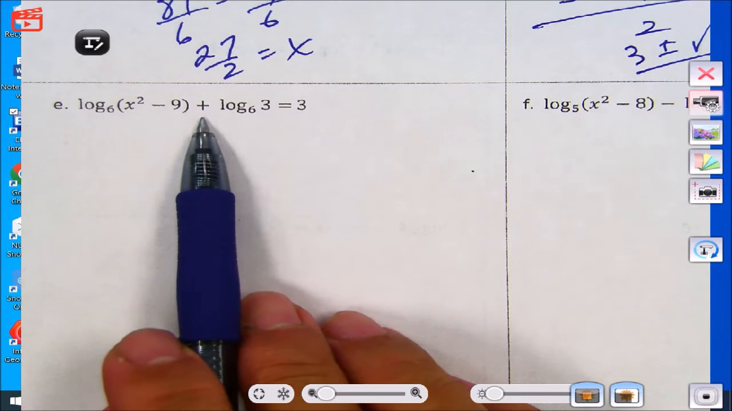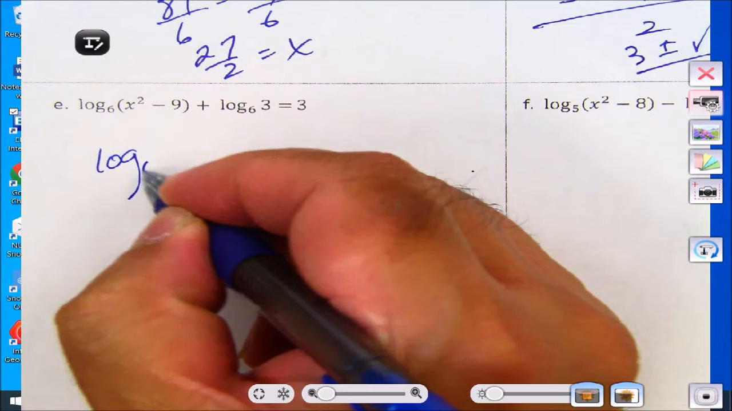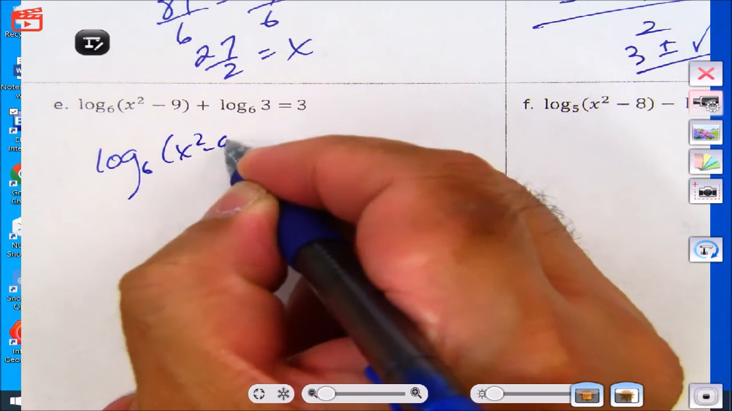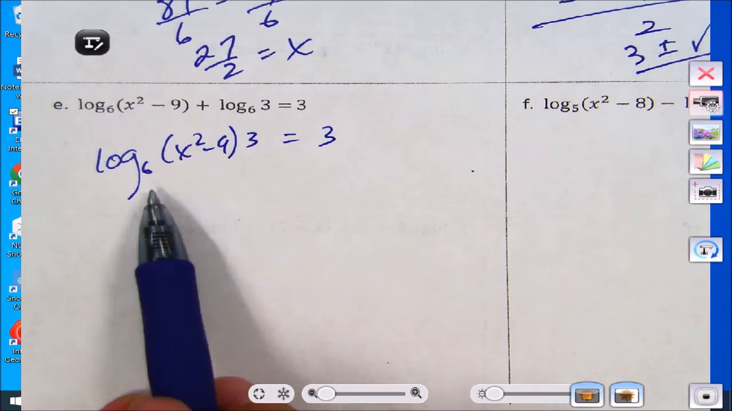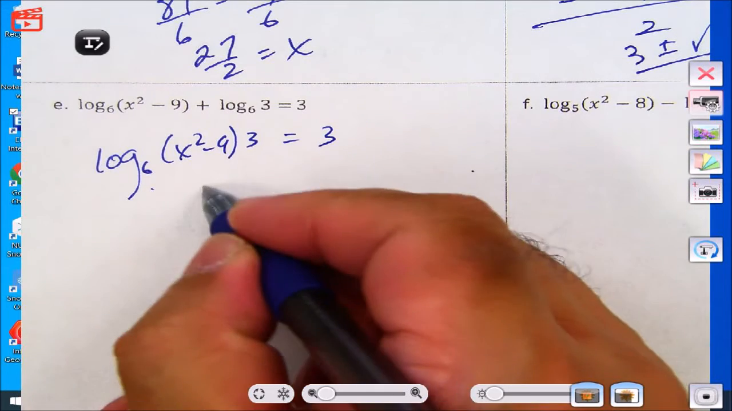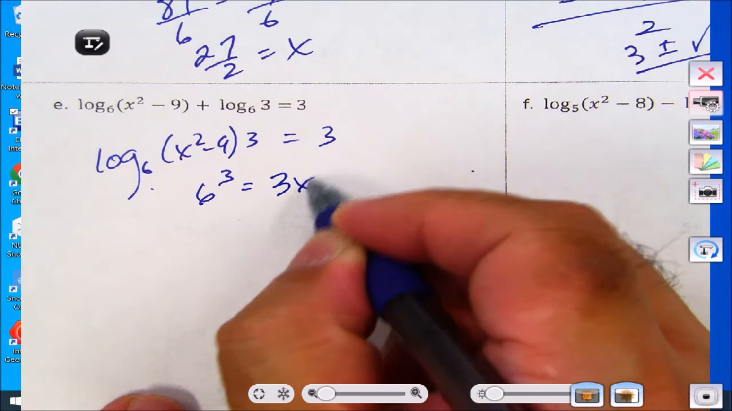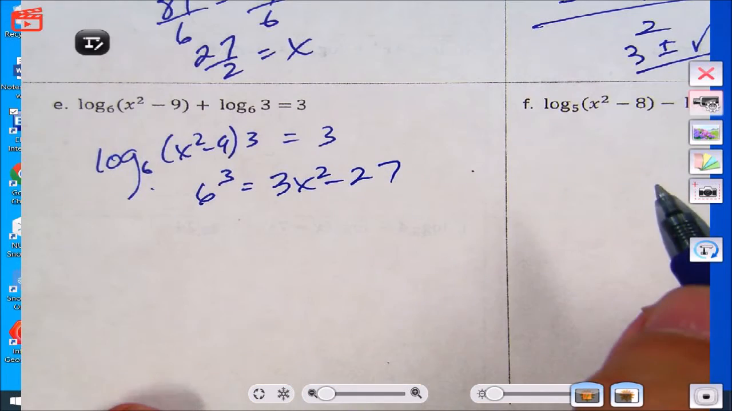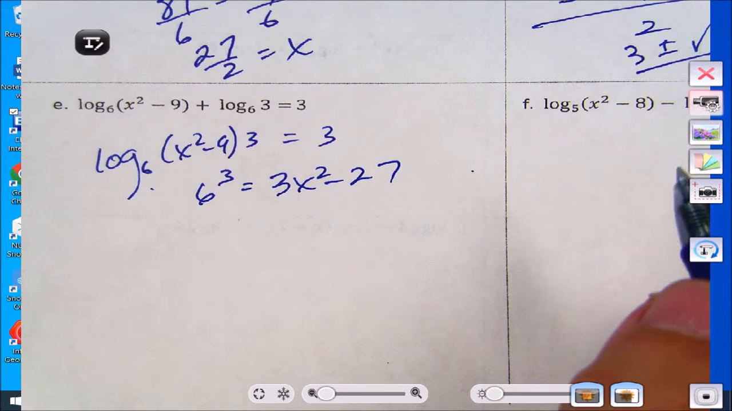All right, this is addition, so it's multiplication. So it's log base 6 of x squared minus 9 times 3 equals 3. So then you're going to do 6 to the third equals, and I'm going to go ahead and distribute that. That'll be 3x squared minus 27. What is 6 to the third? Hey, you did that last time. Can you do 6 to the third?